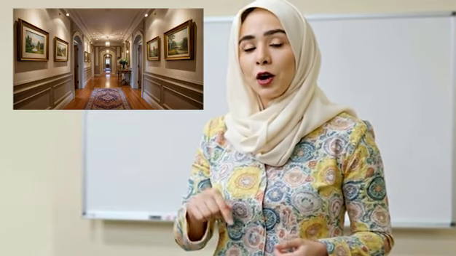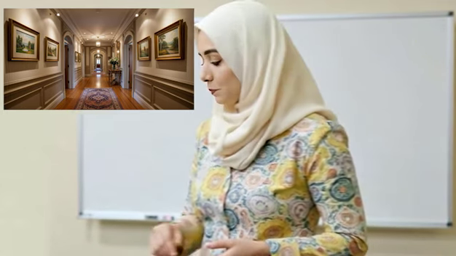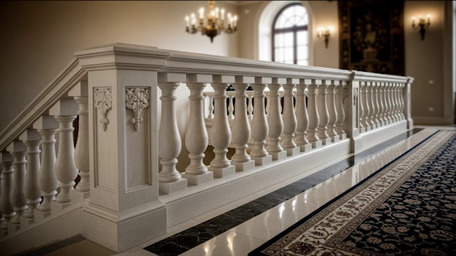Next, let's talk about the features and divisions inside the home. Stairs, a series of steps that connect different levels of a house. Partition, a wall or screen that divides a room into separate areas. Hallway, corridor, a passage that connects rooms together. Balustrade, railing, a barrier along stairs or balconies for safety.